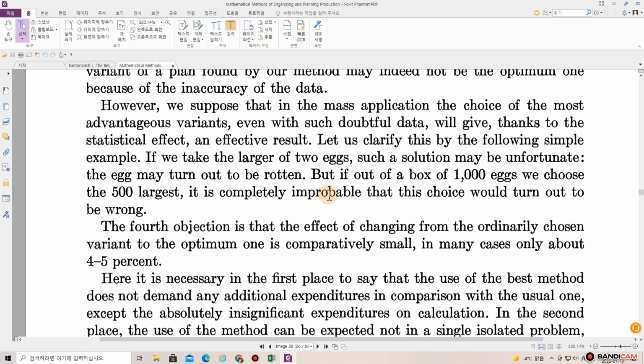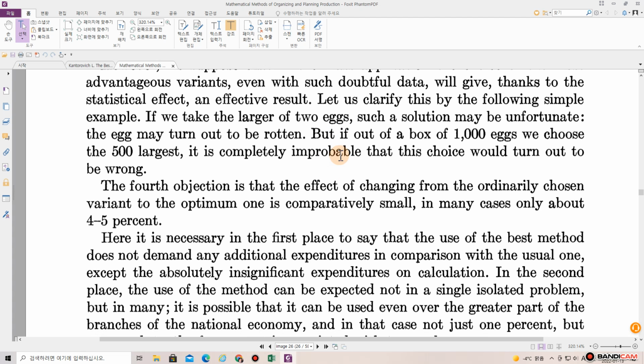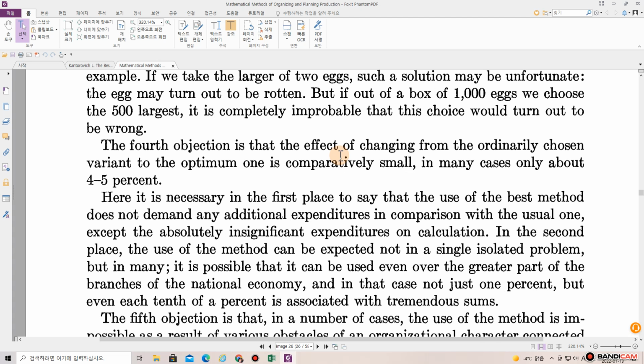Let us clarify this by the following simple example. If we take the larger of 2 eggs, such a solution may be unfortunate. The egg may turn out to be rotten. But if out of a box of 1,000 eggs, we choose the 500 largest, it is completely implausible that this choice would turn out to be wrong.